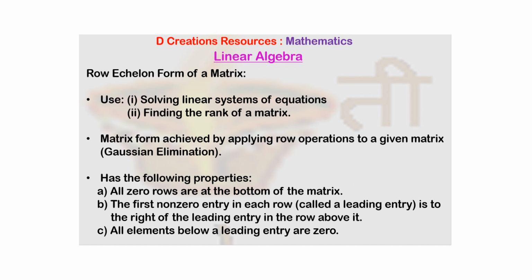So we'll see it once we are actually using a matrix, because this explanation you may not be able to visualize immediately. But basically imagine that there are rows and columns and there is one entry here. So we are saying the first non-zero entry in each row. So if you consider the next row, and if this is the non-zero entry, it has to be to the right of the leading entry of the row above it. Also, all elements below a leading entry are 0. Let us see an example to understand it better.